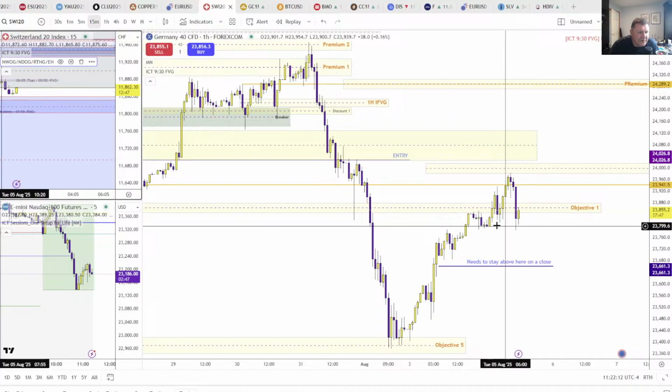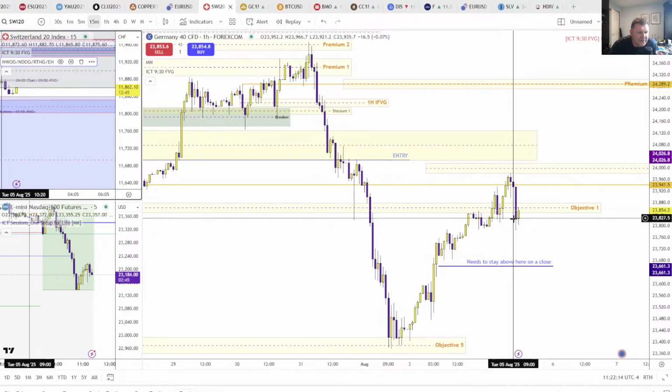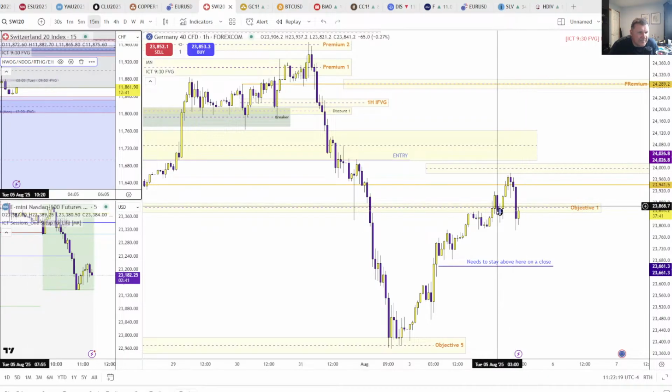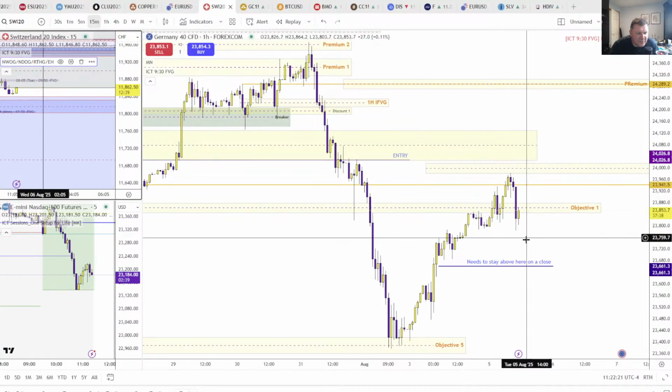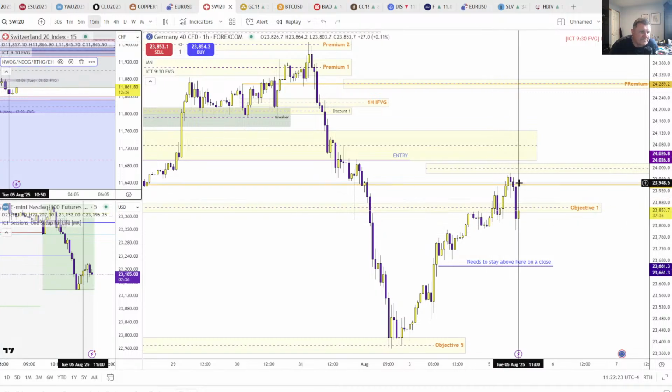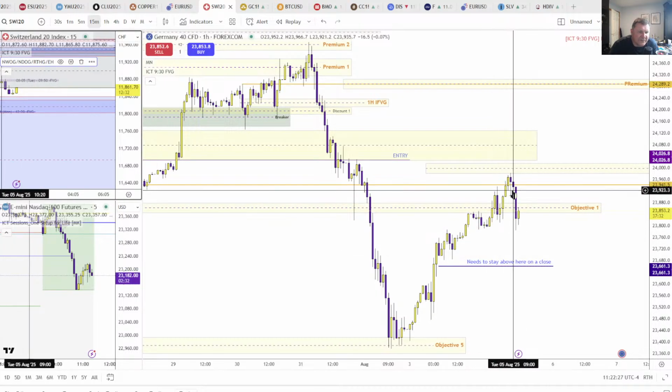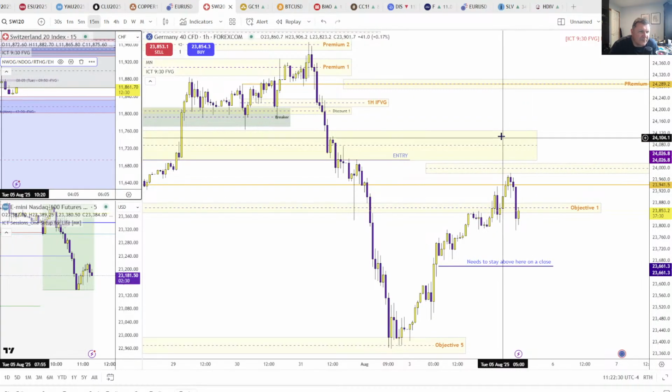Wait till you get a body below here. It's already got a nice body below that open. Come back into the mean threshold of that. Roll over, keep coming lower. It has to get right back up through 924 on a close before looking to go higher.